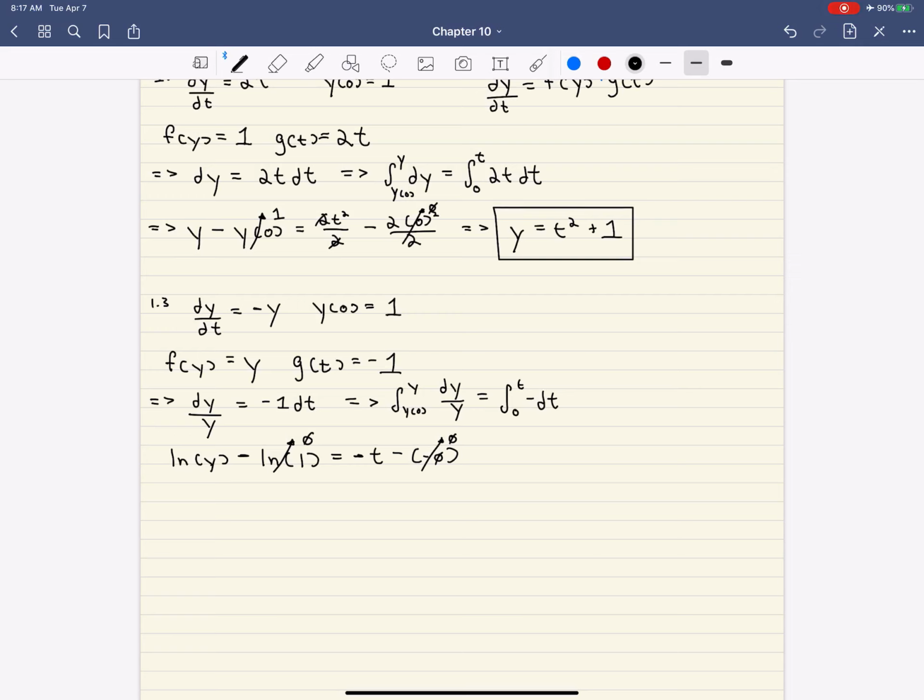Okay. And now that we've simplified, what I want to do is derive an equation in terms of y is equal to something. And so I'll take the exponential of both sides of what's left over, and what I get is y is equal to the exponential of negative t.